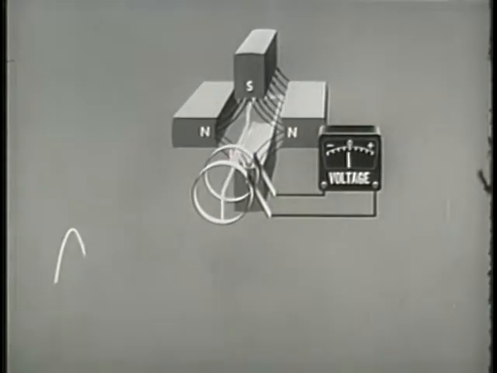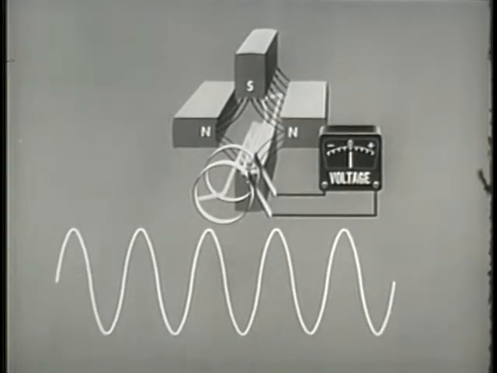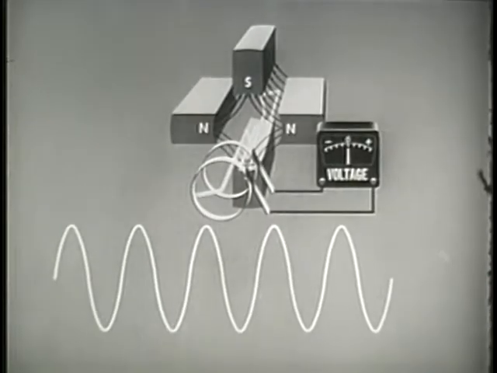The relationship between mechanical and electrical degrees depends on the number of poles in the generator field. In a four-pole field, we saw that 360 mechanical degrees equals 720 electrical degrees, a ratio of 1:2. In a six-pole field, the ratio is 1:3, and so forth.